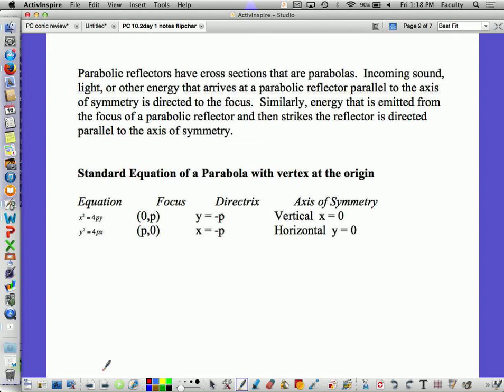So parabolic reflectors have cross sections that are parabolas. Incoming sound, light, or other energy that arrives at a parabolic reflector parallel to the axis of symmetry is directed to the focus. Similarly, energy that is emitted from the focus of a parabolic reflector and then strikes the reflector is directed parallel to the axis of symmetry. So our goal is just to get the foundation of the mathematics. Those applications are college level and usually engineering.